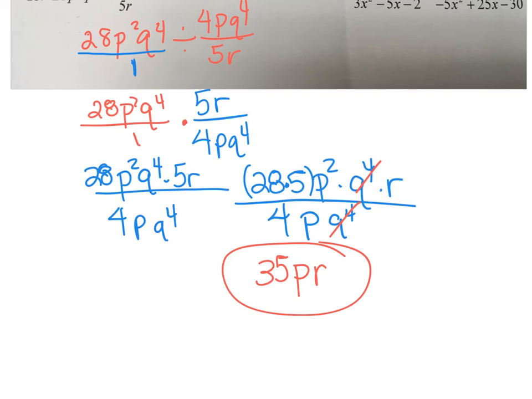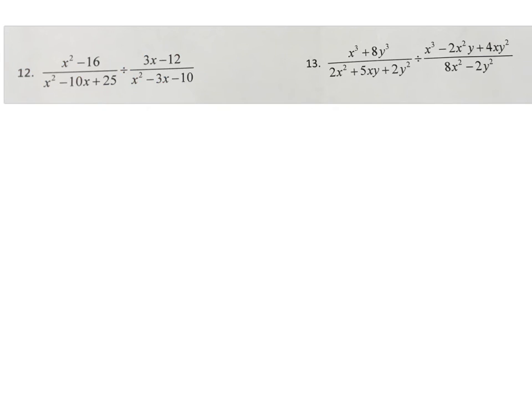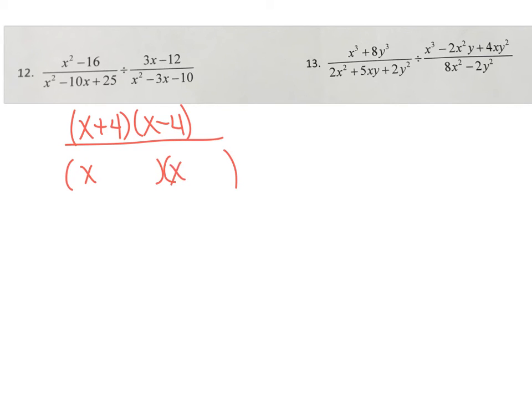So it takes work. So you're going to factor, and then if you're dividing, you're going to multiply it by the reciprocal of the denominator. All right, one more. Oh, wow. So we're going to do number 12, and we're going to factor. So x squared minus 16 is x plus 4 times x minus 4 over, let's factor. This is a perfect square trinomial. So this is x minus 5 times x minus 5. So that is this part right here, and we're going to multiply it by the reciprocal.